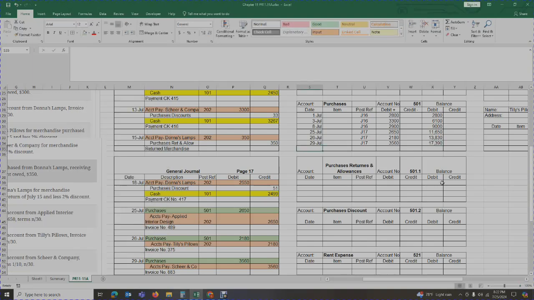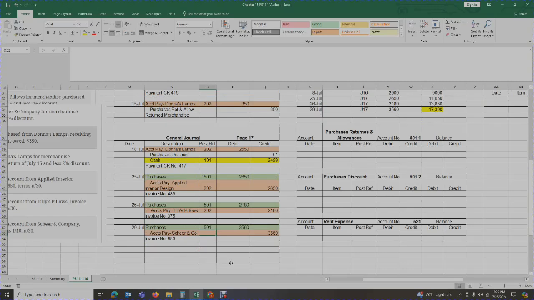Okay. So that is the ending balance of purchases. That is how much money you spend on buying merchandise from the different suppliers or vendors, whatever you want to call them. Okay. 17,390 is what you purchased in merchandise during the month of July. Okay. So I'm going to go back here and I'm going to enter 501 over here. Okay, don't forget that step of entering the account number.